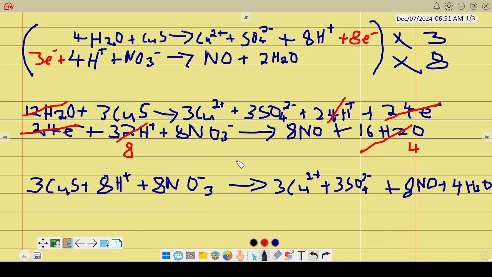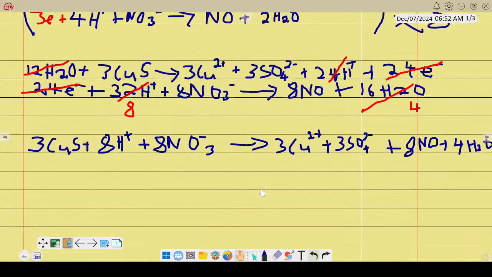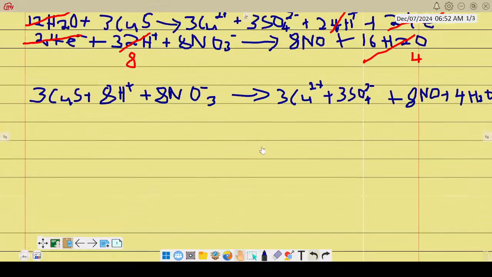Let me know if you have any problems anywhere. Usually you can refer to the document, there are more examples there. The next thing I'm doing is just balancing in basic medium, just one example. And then at the end of the Megaminds document, you should be able to see those exercises and answers. You can try them out.